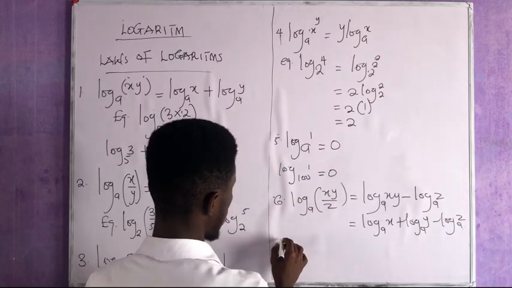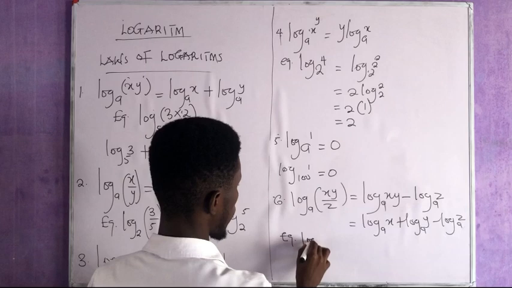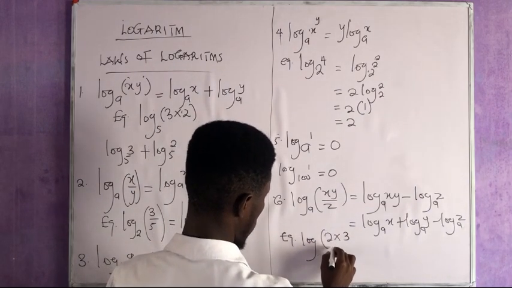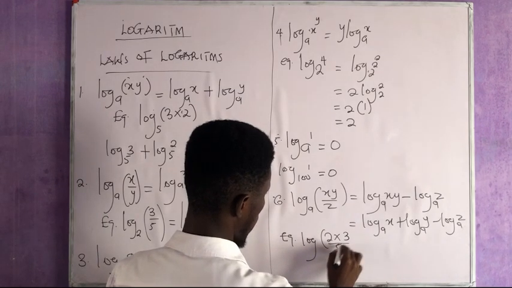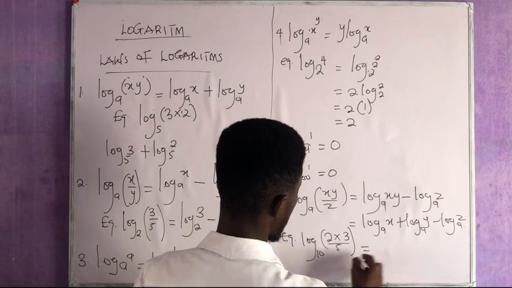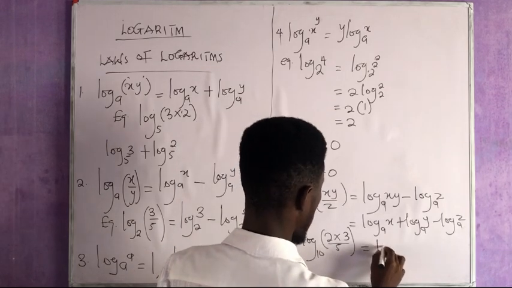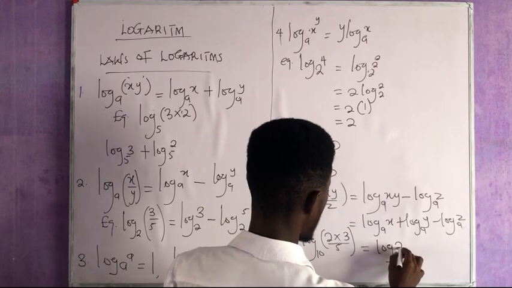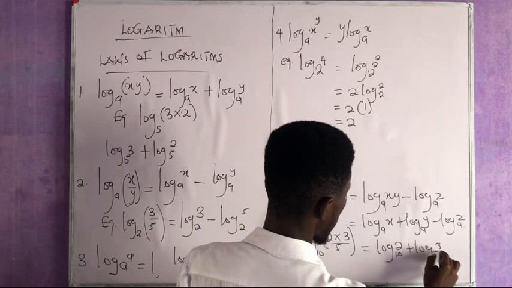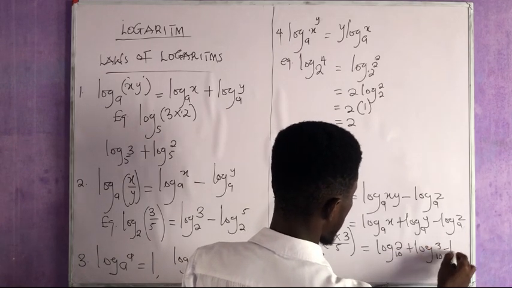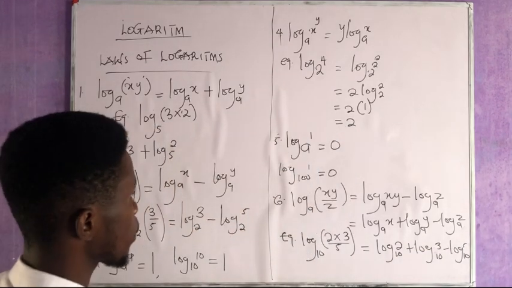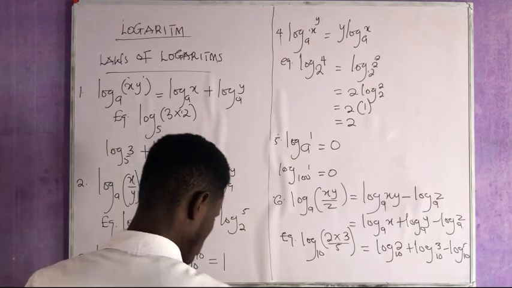So example, if I have log 2 times 3 over 5 base 10, then this one can also be written as log, I'm doing it straight, 2 base 10 plus log 3 base 10 minus log 5 base 10. Simple as that. Alright, let me clean this side.